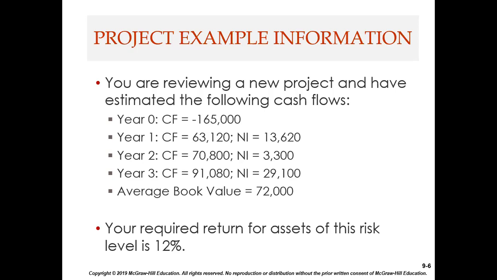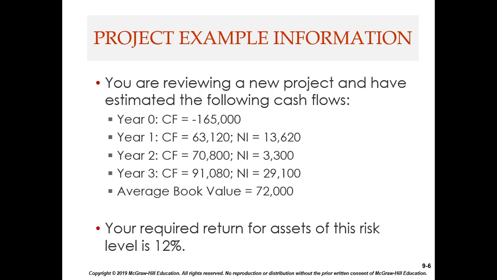56,357. Let's do the same thing for the end of year 2's cash flow, but now we're going to change our N to 2. Our future value, 70,800. Go up and solve for present value, 56,441. And then our third year end.